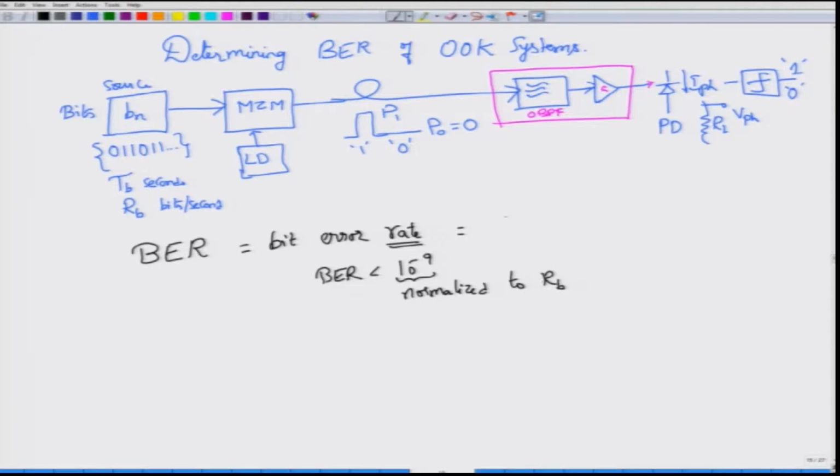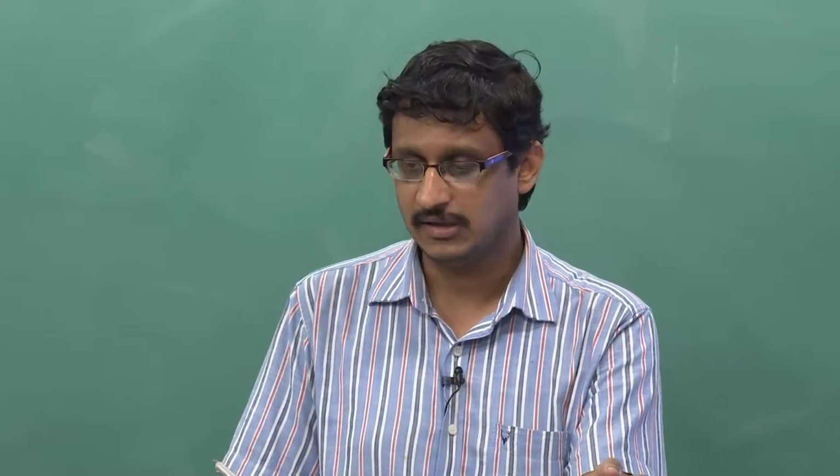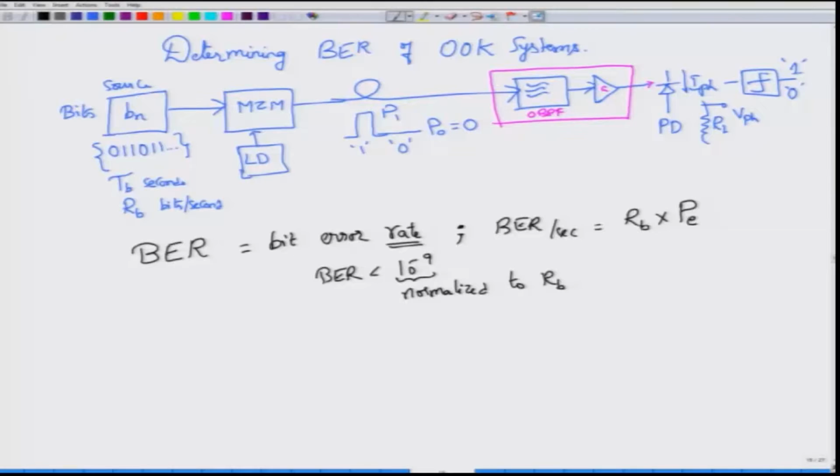So, to obtain the bit error rate as a per second quantity, you have to multiply the normalized bit error rate, which we can call the probability of the bit error. That is, if you transmit a bit 1 or a bit 0, what is the probability that that bit will be incorrectly received at the receiver. You take that probability of error and multiply it with the bit rate to tell you how many bits are in error per second.